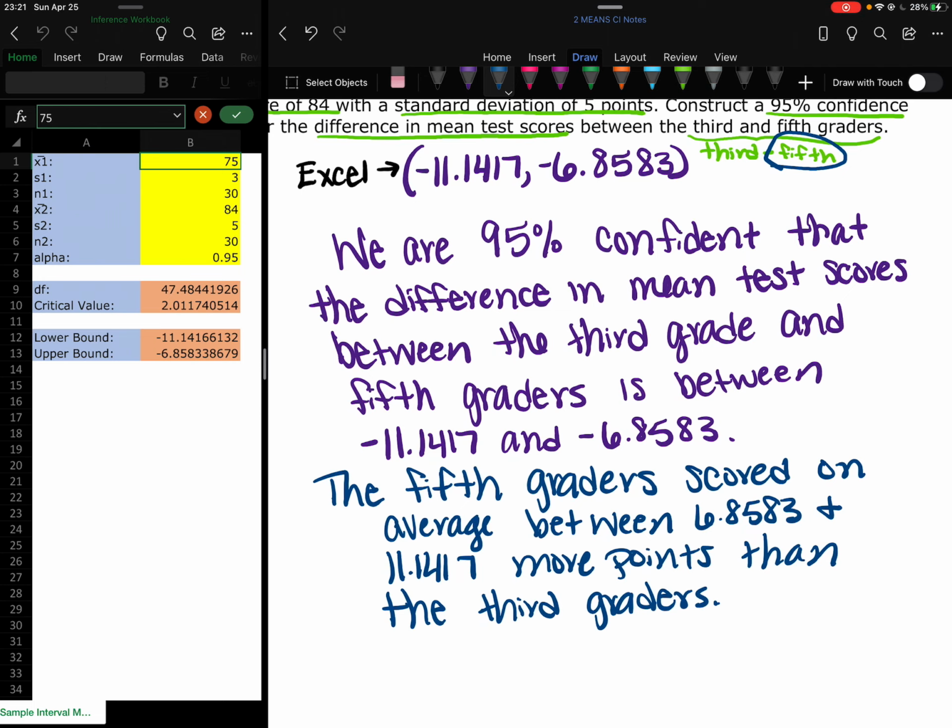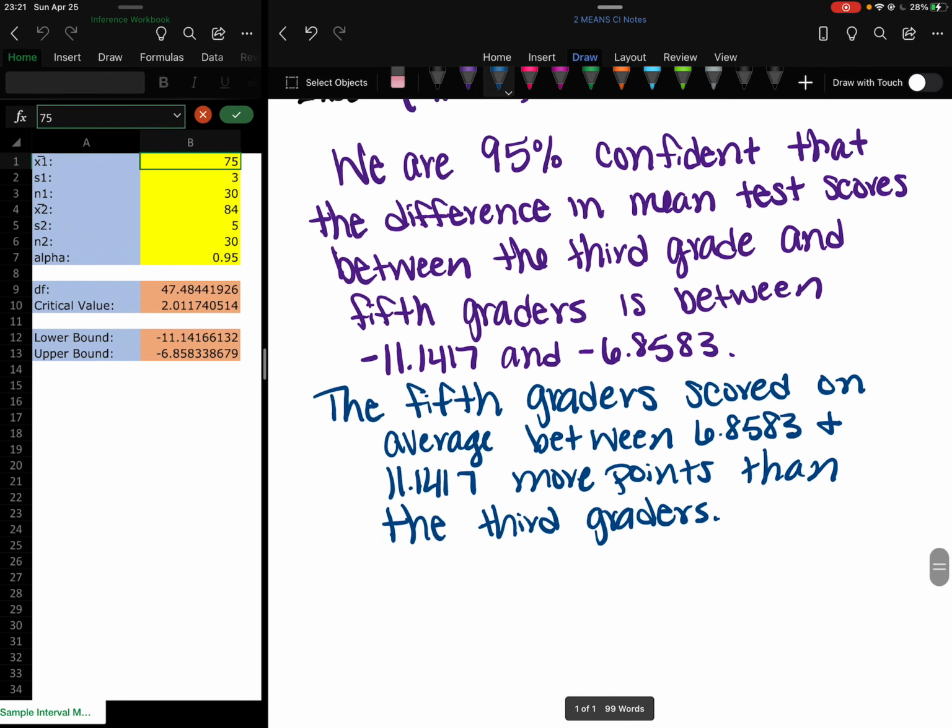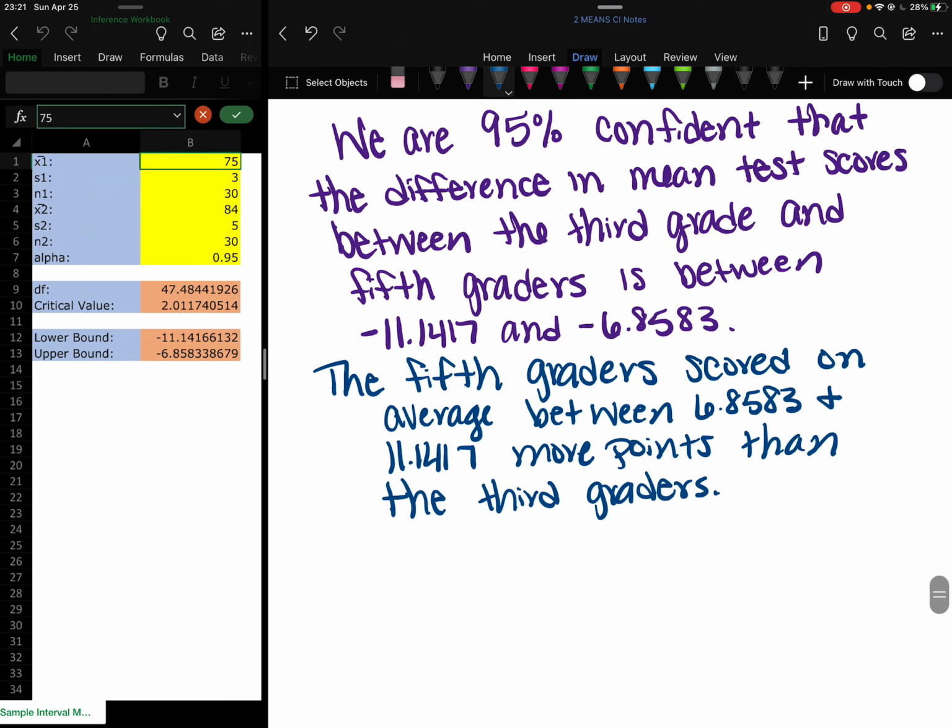And if it's the same test, that's what you would expect. You would expect fifth graders to do better on a math test. I think it was a math test. Yes. Than third graders. If both of the numbers were positive, that would indicate that the third graders did better on the exam. And if one number was positive and one number was negative, then that would indicate to us that there is the possibility that the two grades could have scored the same on the exam.